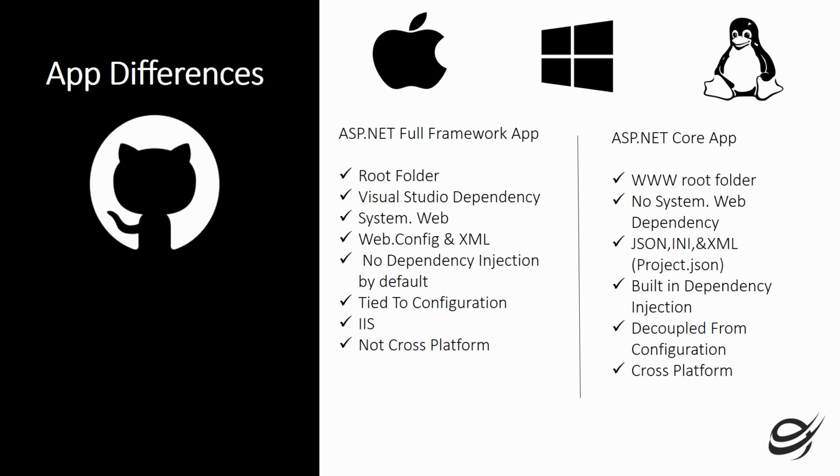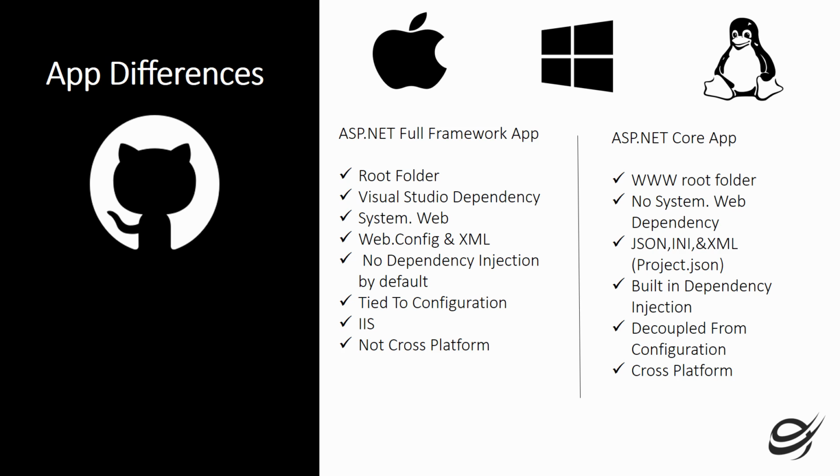The system.web.dll is necessary for your full framework apps if you're building web applications. There's no system.web dependency inside of ASP.NET Core. So all of that older code that is necessary to run inside of the .NET Framework is not necessary inside of your ASP.NET Core apps, which makes them much more performant than full framework apps.